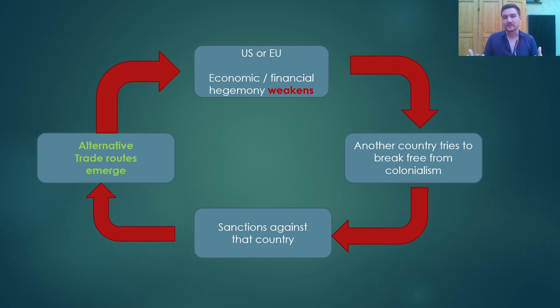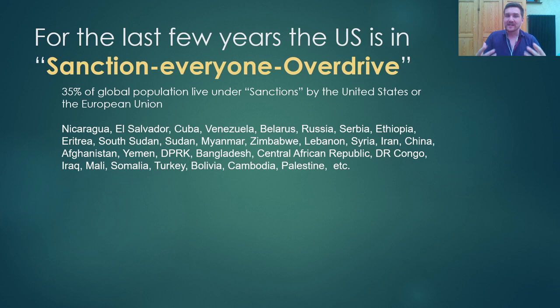And this means in the last few years, the more you sanction other countries, the more ineffective sanctions get. And we are now living in a time where 35% of global population lives under quote-unquote sanctions by the United States. And I just mentioned a few examples. This is not a complete list, but it's Nicaragua, El Salvador, Cuba, Venezuela, Belarus, Russia, Serbia, Ethiopia, Eritrea, South Sudan, and so on and so forth, right? And this, of course, means the West has isolated itself over the last few years. And this is a process that will be increasing, right?